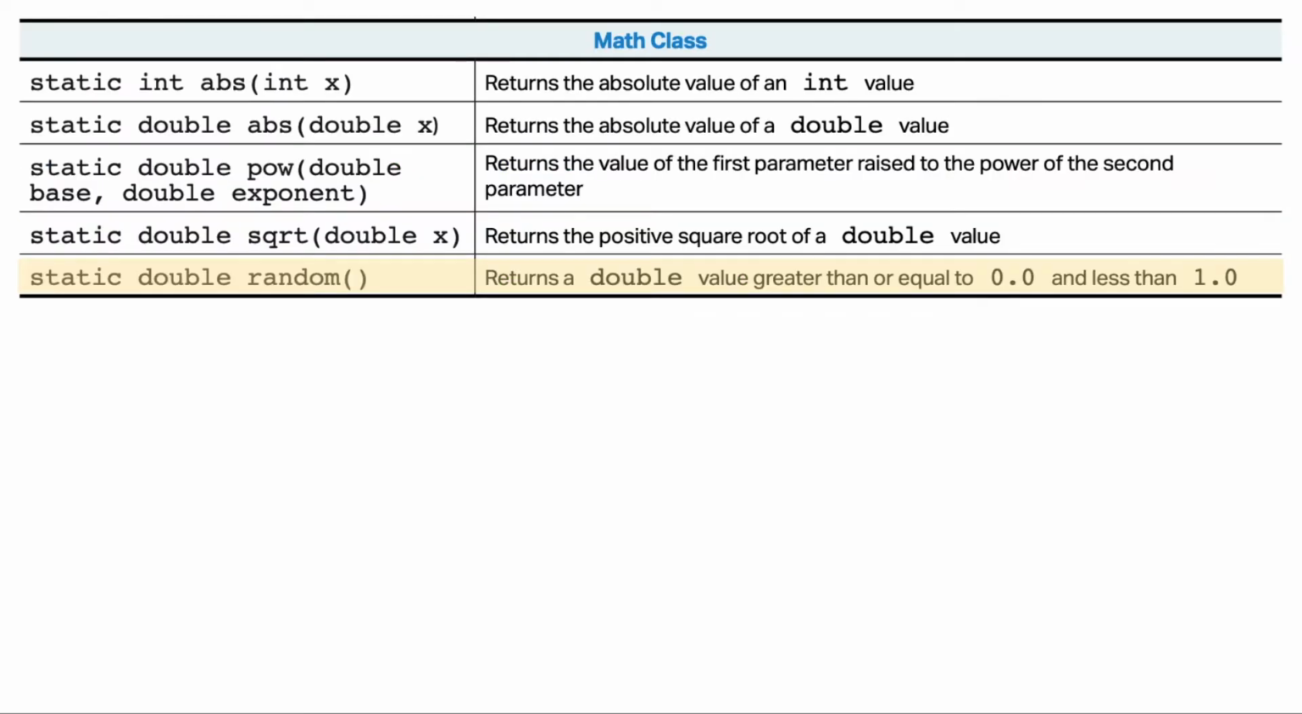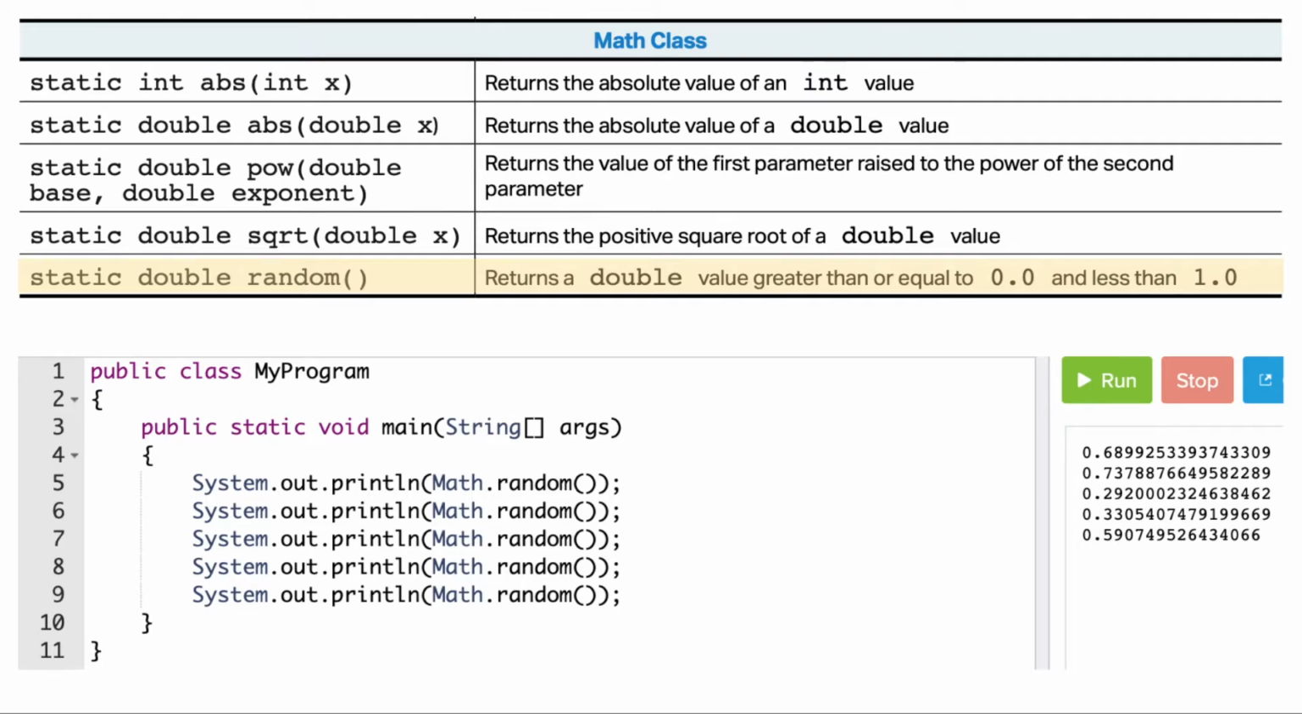We will now spend some time understanding a valuable method, the random method. This method allows us to generate random values. What do you notice about the values that are returned? They are all double values greater than or equal to 0.0 and less than 1.0.